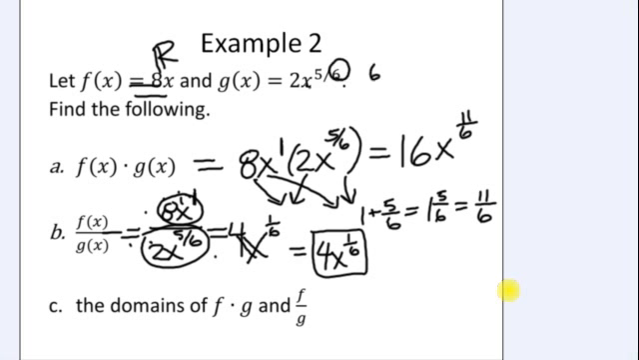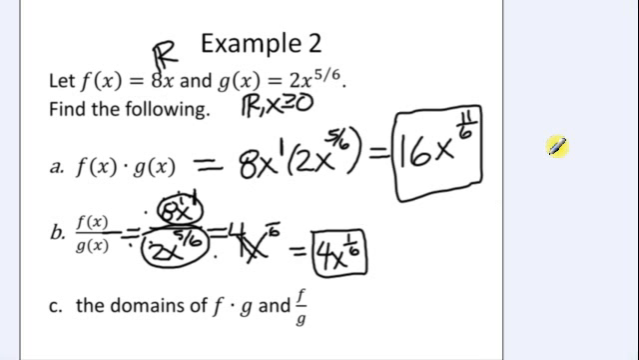Now, because that's an even root, x is going to have to be greater than or equal to 0. Because if I try to take an even root of a negative number, that is undefined. Well, it's an imaginary number, which we're dealing with just real numbers here. So the domain for g of x would be all real numbers where x is greater than or equal to 0.